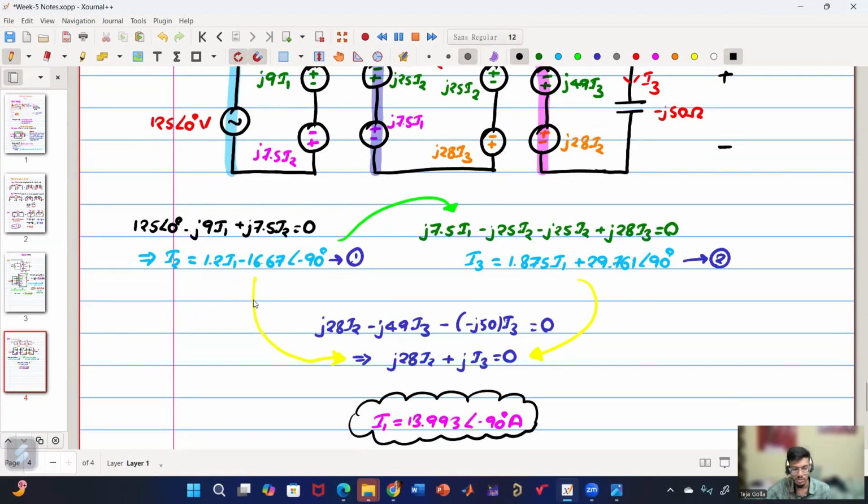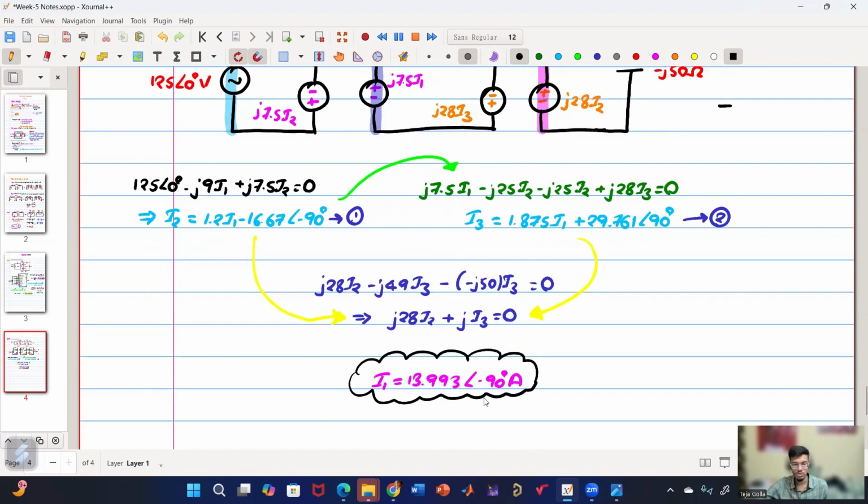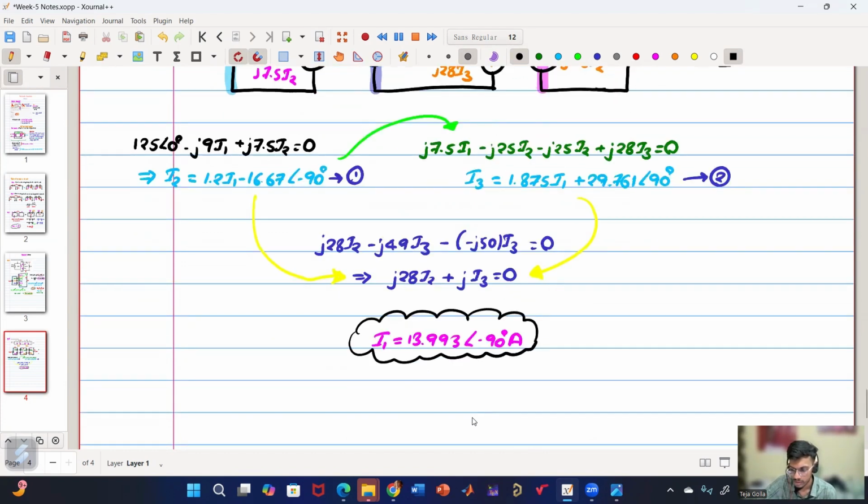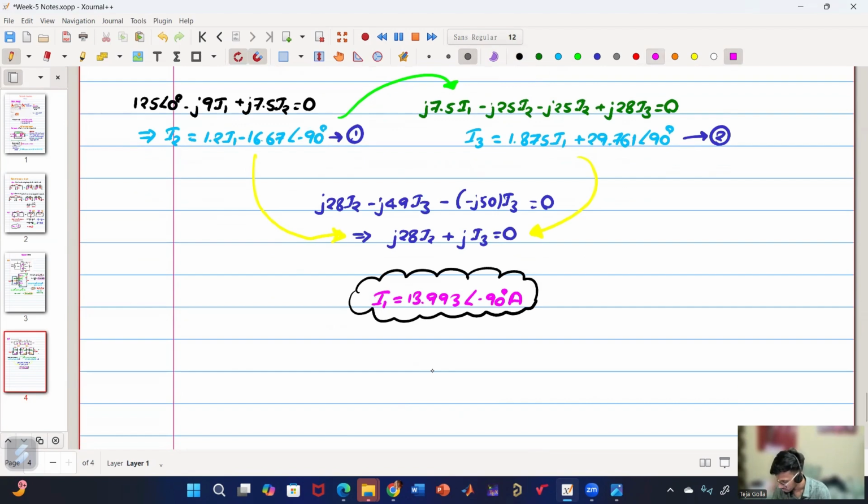So now I am asking you to substitute this here and this here. And first of all, you can cancel J. So it will be 28 I2 plus I3 equal to 0. Once you calculate that, you will be getting this expression. Sir, I2 equal to minus J 0.1216. Okay, you were also getting 0.1216, right? Good. Very good. So I1 you have calculated. I2 also, if I calculate in R angle theta, it will be 0.1246 angle minus 90 degrees ampere.